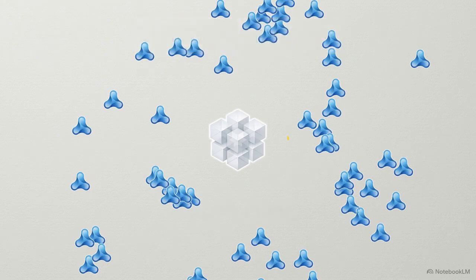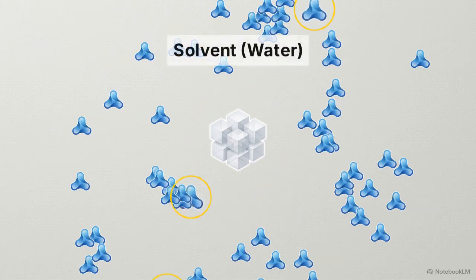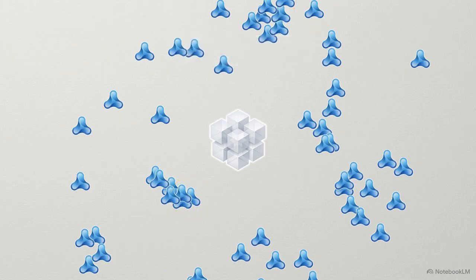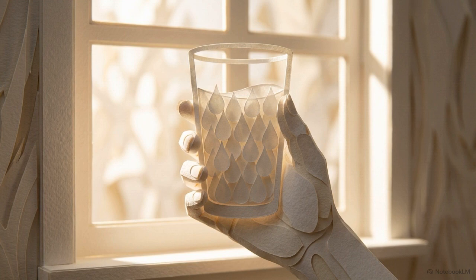A solution has a specific anatomy. First is the solute, which gets dissolved, like salt, making up the smaller portion. Second is the solvent doing the dissolving, like water, present in a larger amount. Solvent particles tear the solute apart into a perfectly uniform distribution. This microscopic integration transforms the solid into an invisible component of the liquid itself.